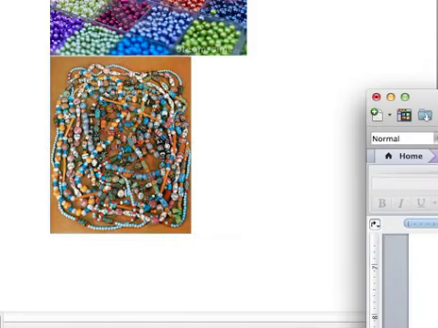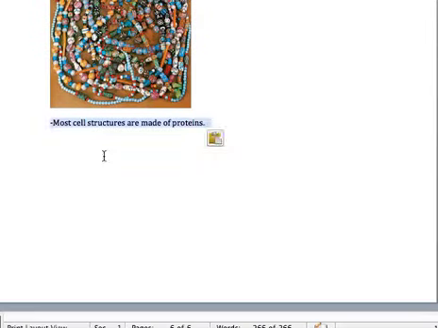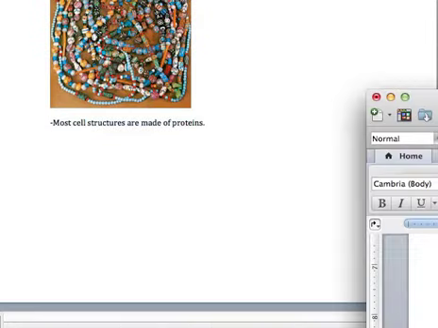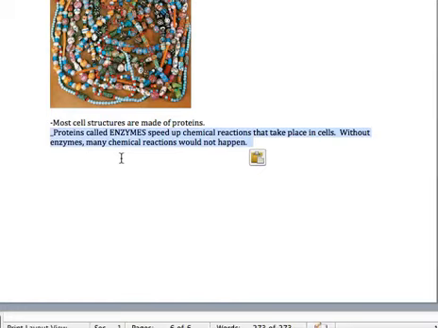Most cell structures are actually made of proteins. Think about all those organelles you made. Most of them are made of proteins. In addition to the fact that proteins are made up of amino acids, it's really important to know that there are special proteins called enzymes that speed up chemical reactions that take place in cells. Without enzymes, many chemical reactions would not even happen.